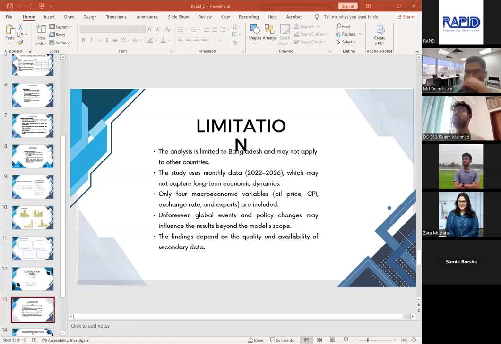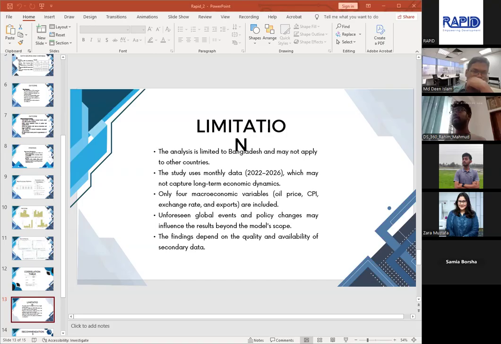And finally, unexpected global events, geopolitical conflicts, and changes in economic policies may affect the results beyond the scope of this study. We can say that there are some events in Bangladesh, like the financial crisis in 2008 and some other crises. So we didn't account for structural breaks. Throughout 1982 to 2024, there were many changes over this time, and that's why we couldn't do that. But that is one of the limitations of our study.